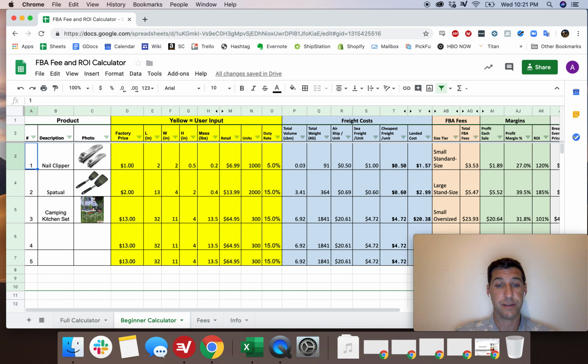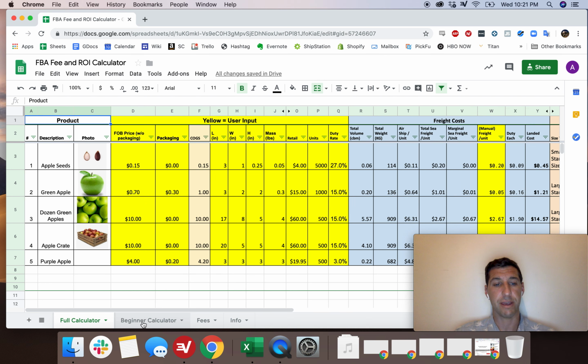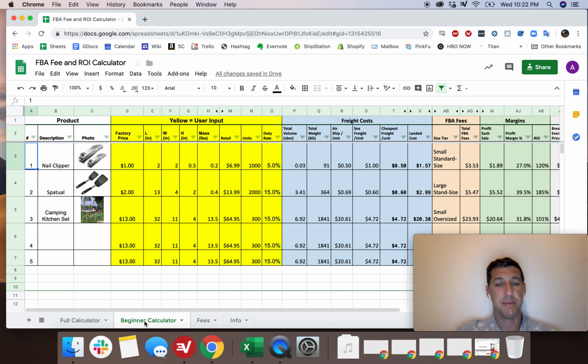This is a beginner version of this calculator. I have this tab here, beginner calculator. You're welcome to use a full calculator if you want. I have another video explaining how to do that in the description below. But this is a beginner one, so if you haven't ever used an ROI calculator, just start with this one. It'll make a lot more sense if you start with this first one.